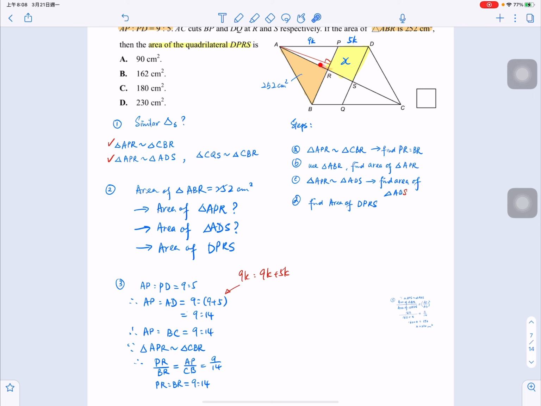Remember, they are similar triangles, so you know this length to this length, right? So 9 to 14. Because they are similar, that means PR, the smaller one, to BR, the bigger one, also equals AP to CB, 9 over 14. So their ratio is 9 to 14. Here is 9 and 14. Wow, that's great. We know the length ratio here. PR is 9, BR 14. So we can find out the area now, right?